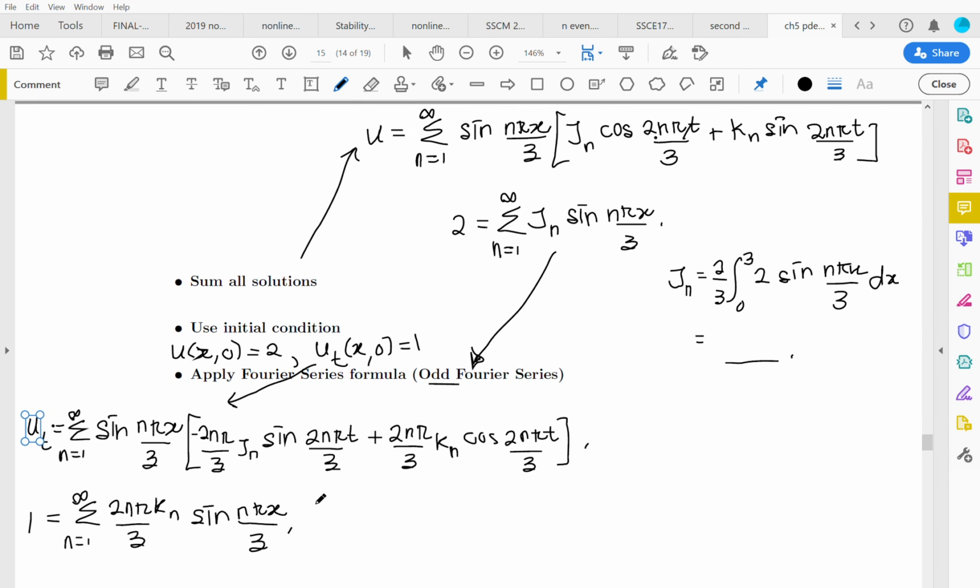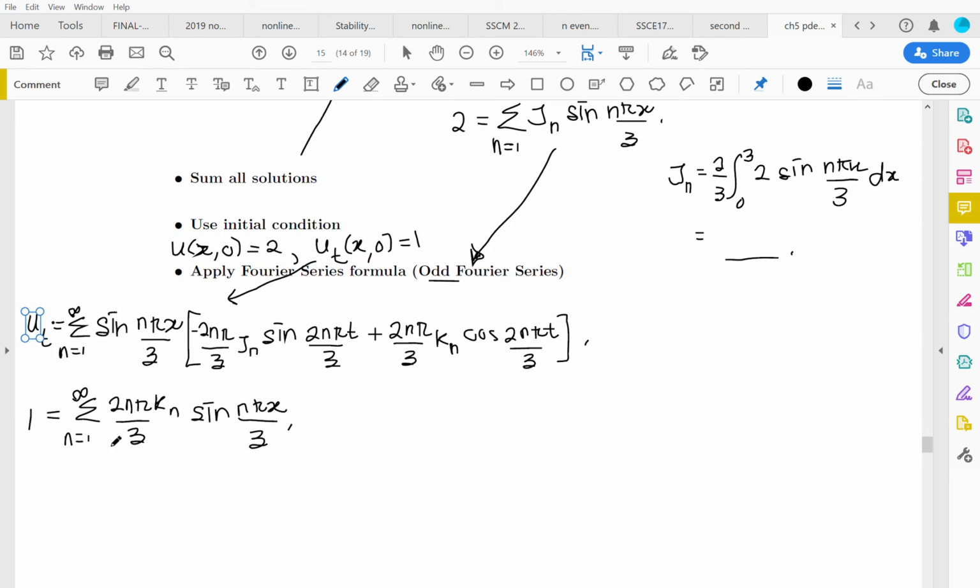Okay, for this part, using the Fourier series formula, you will get all this together with the coefficient here. So using the odd Fourier series, you will have to find 2n pi Kn over 3 equal to 2 over 3 integrate from 0 to 3. Fx for this case is 1. So 1 multiplied with the formula sine, so sine n pi x over 3 dx.